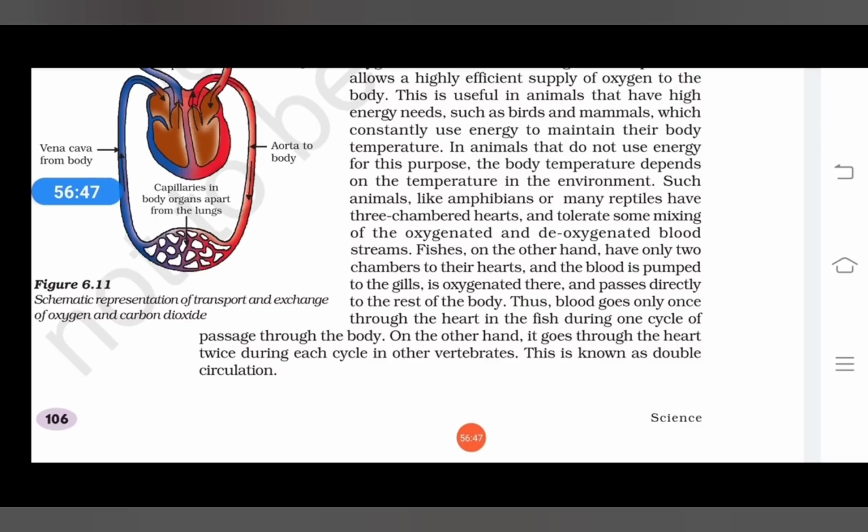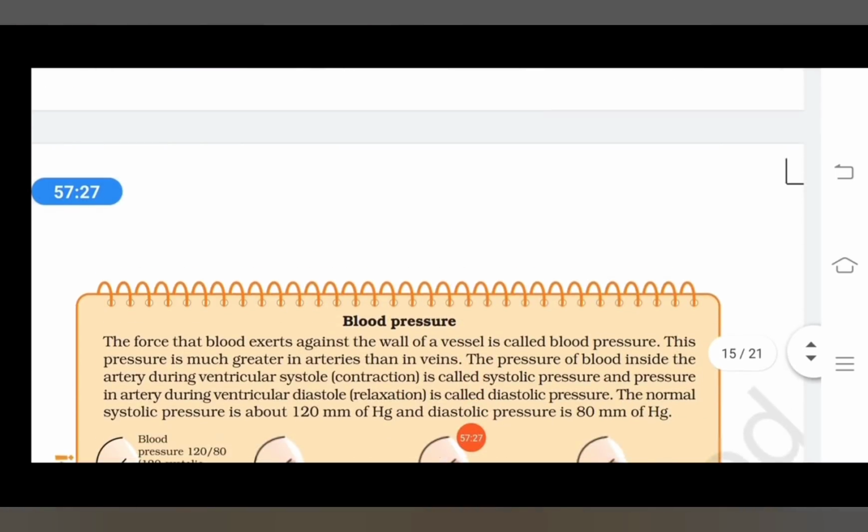Many amphibians have a three-chambered heart and tolerate some mixing of the oxygenated and deoxygenated blood streams. Fishes, on the other hand, have only two chambers in their hearts, and blood is pumped to the gills, oxygenated there, and passes directly to the rest of the body. Thus, blood goes only once through the heart of the fish during each cycle of passage through the body. In other vertebrates, it goes through the heart twice during each cycle. This is known as double circulation. So please remember what double circulation is and in which organisms it takes place.